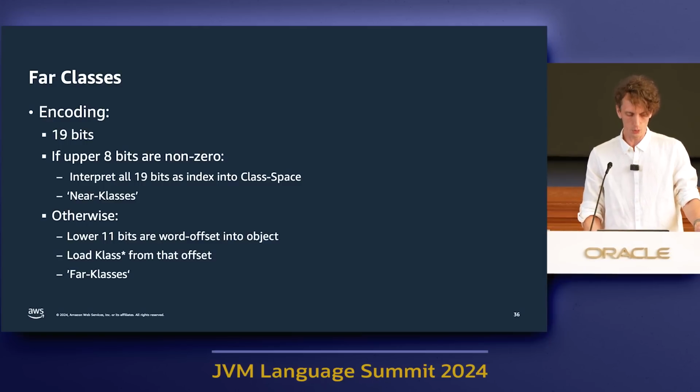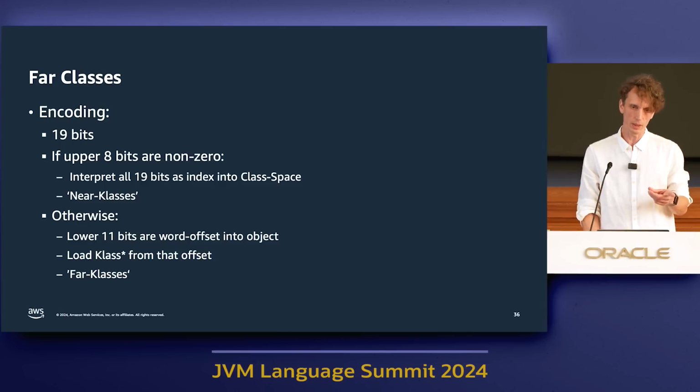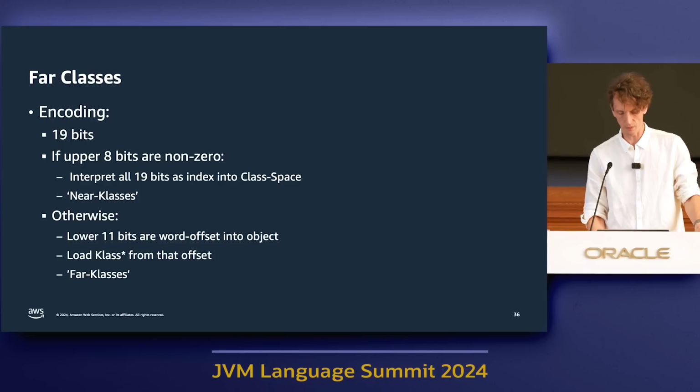Because if all the upper 8 bits are zero, then the lower 11 bits are interpreted as word offsets into the object. And this is where we find the actual class pointer that points to our class instance, the far classes. Yeah, and this means that we need to be careful where we allocate the class instances, but I think it's a problem that is not too difficult to solve.